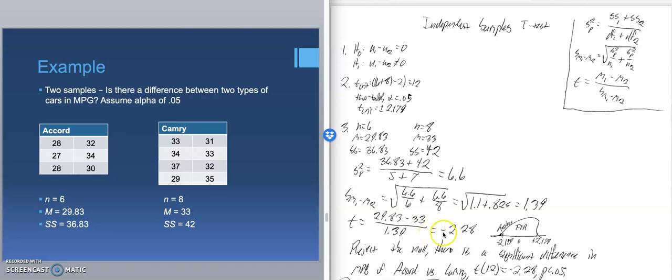I just made up these numbers randomly, but my goodness, is that close to the T critical. T critical is plus or minus 2.179. Kind of sketch that out here. 2.179 on both sides. Negative 2.28. Whew. We are close, but we are in that shaded area. So we're going to reject the null. There's a significant difference in the MPG of the Accord versus the Camry. T, parentheses 12 is the DF, equals negative 2.28, comma, P is less than 0.05.